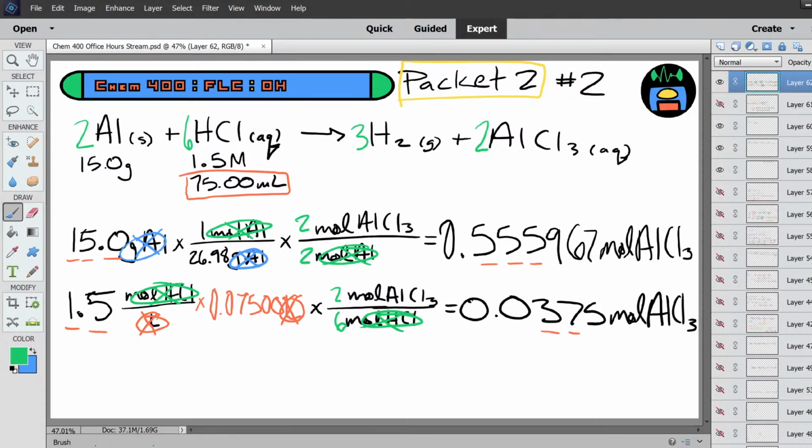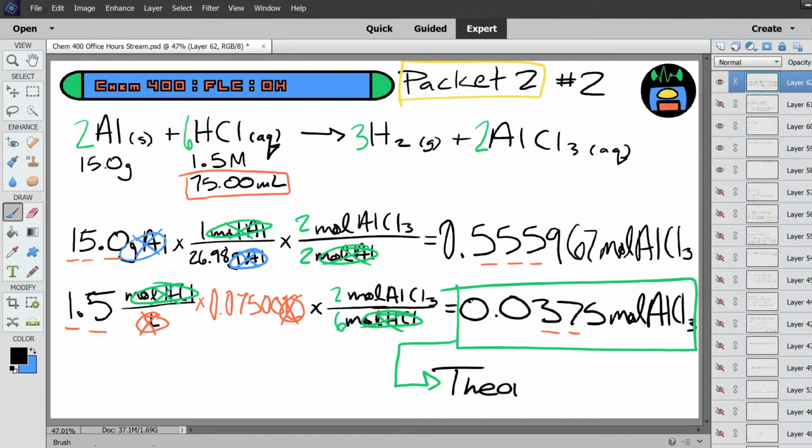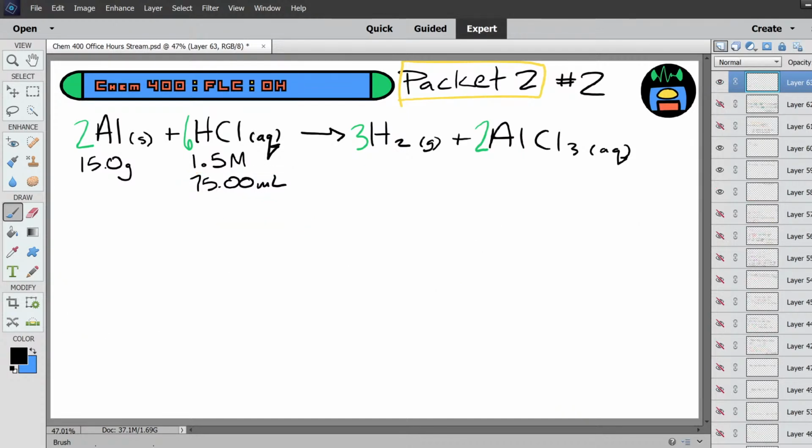And this is the theoretical yield because it's smaller. It's the theoretical yield of aluminum chloride in moles, which means that this is the quantity that we want. This is the quantity that is produced, so this is the quantity that we'll use to calculate our molarity.